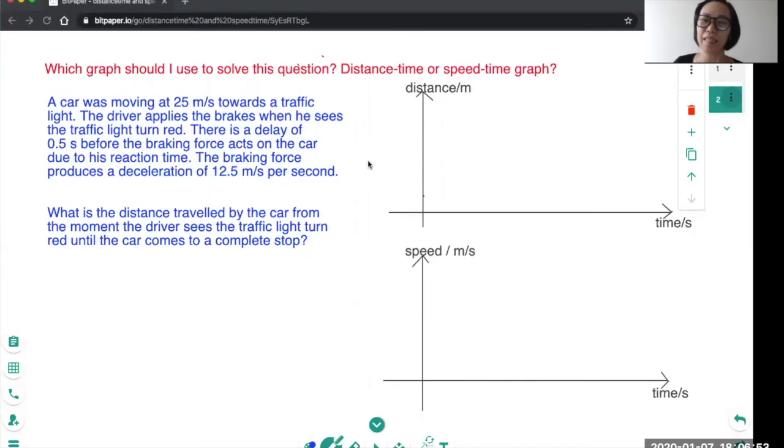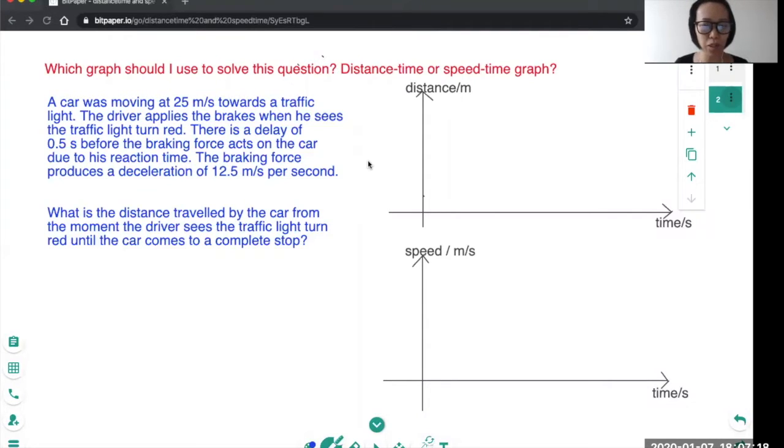Hi there. This video will be choosing which graph we can use to solve this physics question. Because some students, when they look at the question, they don't even realize that they need to use a graph. And for the O-level syllabus, the equations of motion are not being taught. So one of the best ways to solve this question is to use these motion graphs.